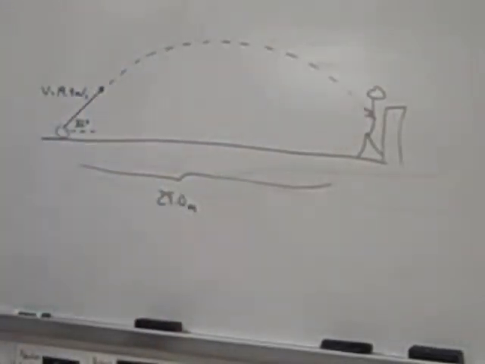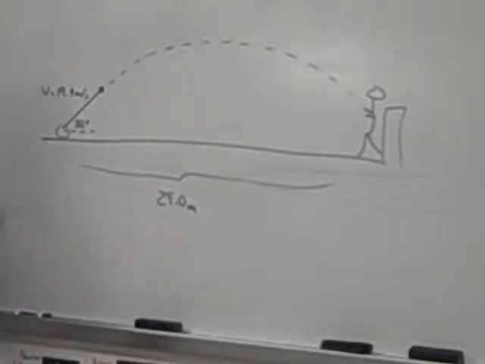We don't know what height. We're asked to find the height which he catches it. No, never mind. Because the question says find the speed of the ball. Oh yeah, right. Find the speed of the ball where he catches it. Okay.